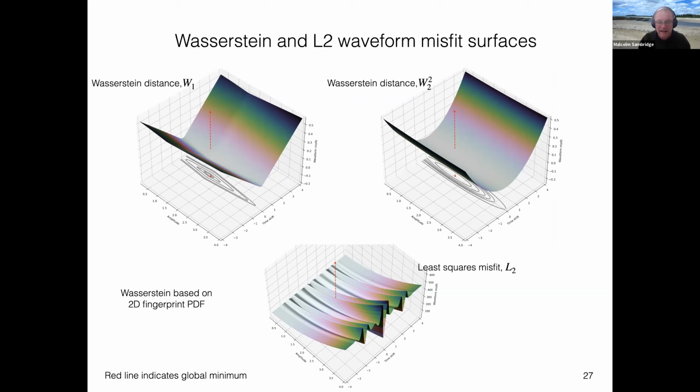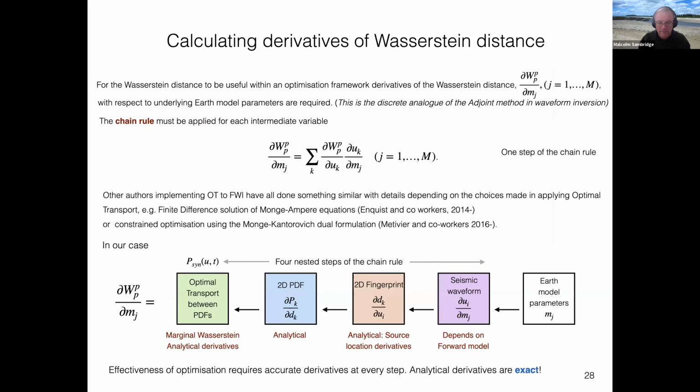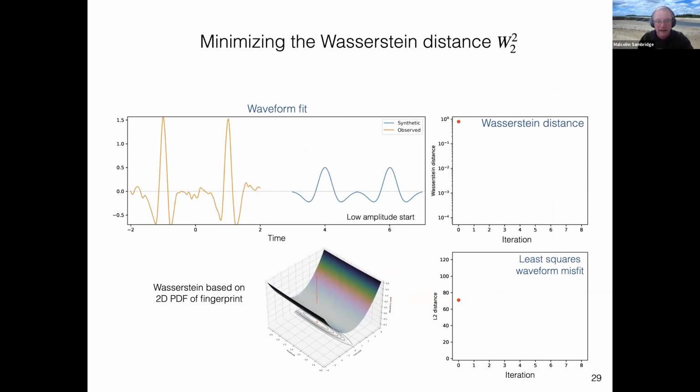Now, I did actually have an animation of that working. I'll skip over this. This is simply saying that we can use analytical derivatives to work throughout, and they're exact, as I mentioned before. We use the chain rule. It's the same process. And let's see if my animations work.